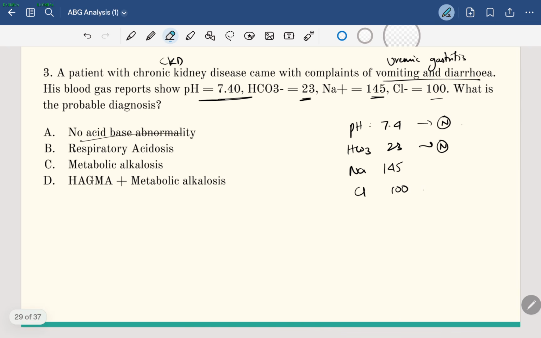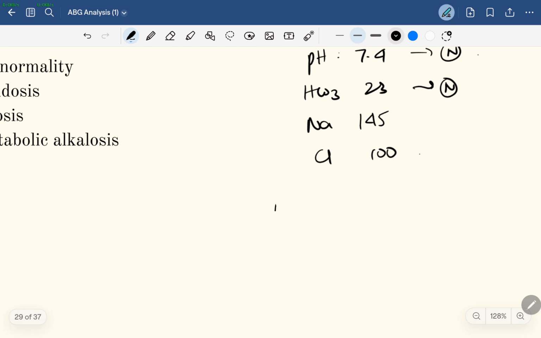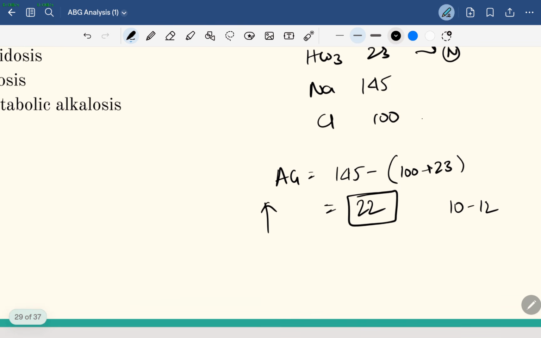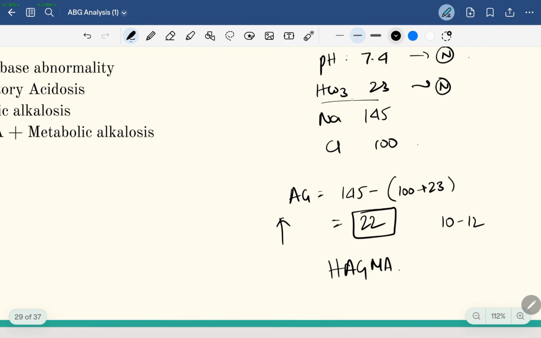But just to rule out any disease, let's calculate anion gap. So here it would be 145 minus 100 plus 23. And that actually gives us an anion gap of 22. And now we know that the normal is some 10 to 14 or so, or rather 10 to 12. So the anion gap is elevated. And this tells us there is some component of HAGMA going on. But what would lead us to a normal bicarb?